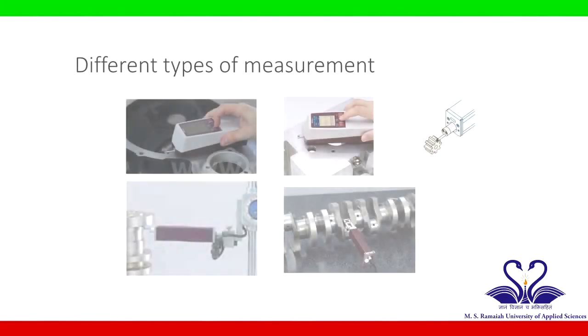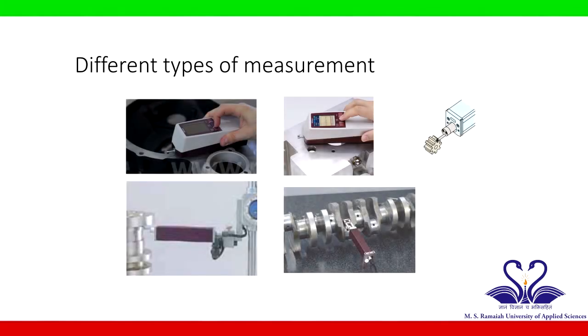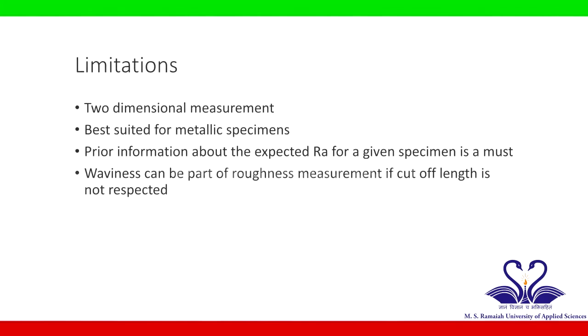Surface roughness can be measured for a variety of components that are used for different applications. The limitations of this type of measurement are that it is a two-dimensional measurement. It is best suited for metallic specimens. Prior information about the expected Ra for a given specimen is a must. Waviness can become part of the roughness measurement if cutoff length is not respected.